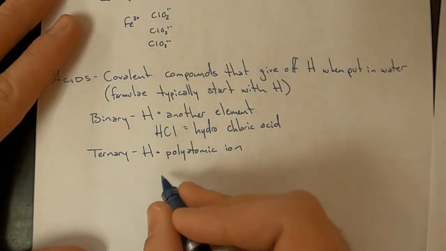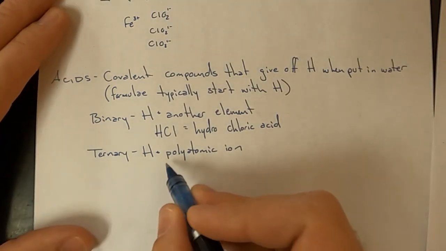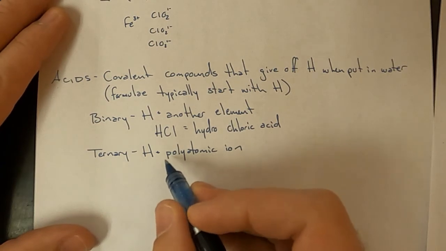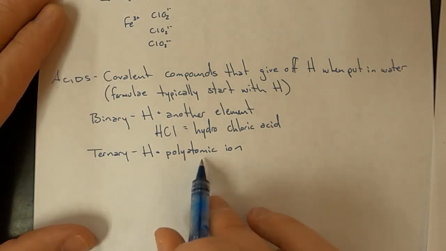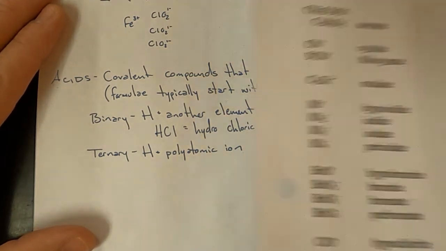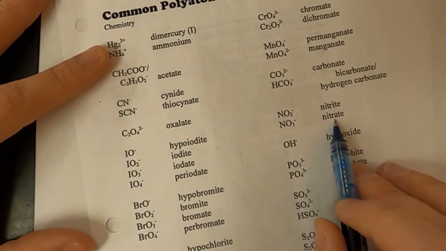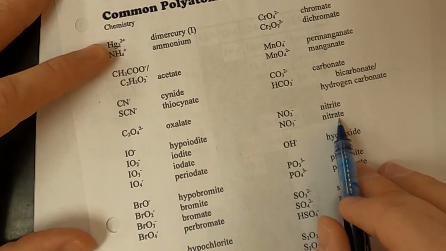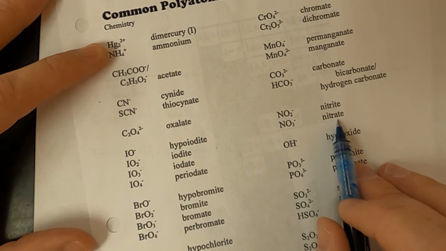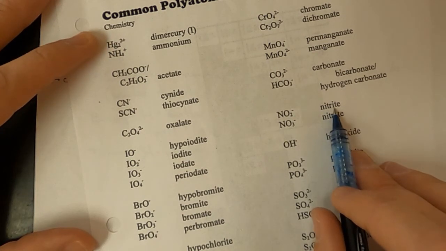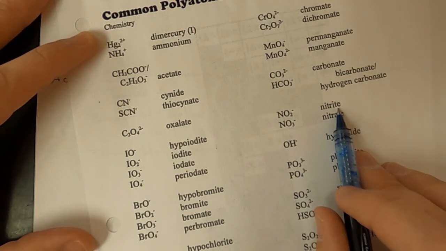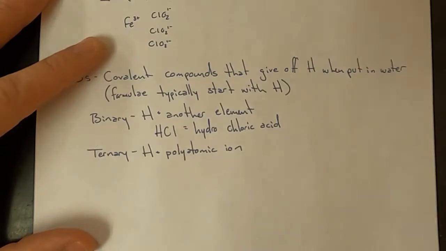The rule about naming ternary acids is that they don't start with hydro. It's just the root of the polyatomic ion, and then if the polyatomic ion ended with ate, then it changes to ic and then acid. If it ended in ite, it changes to ous and then acid.